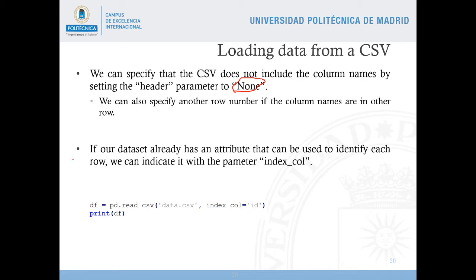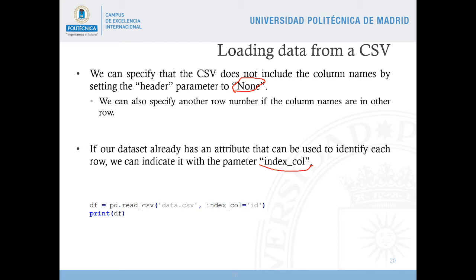And we can also take into consideration that maybe our dataset already has an attribute which might identify its element, its instance. For instance, if we are retrieving the data from a database, you have the primary keys, which are usually a number, an auto-increment number or something like that, which identifies a row. In that case, you can also use this parameter, index col.